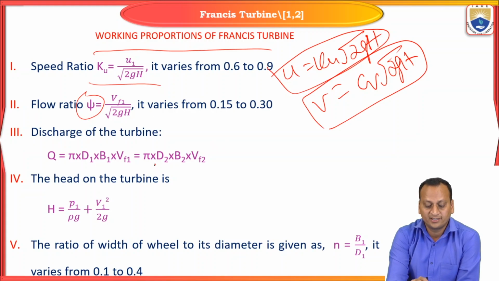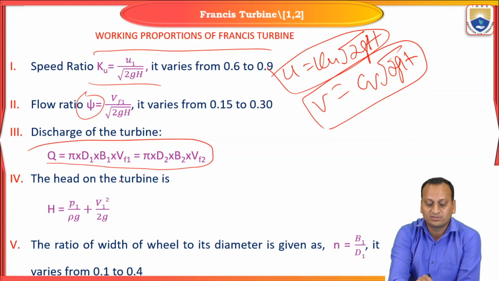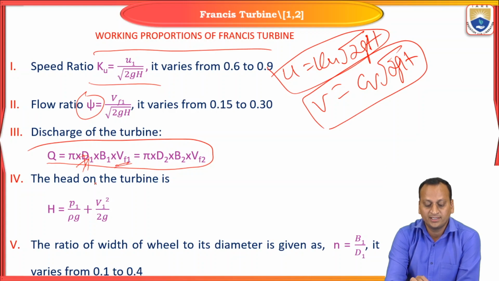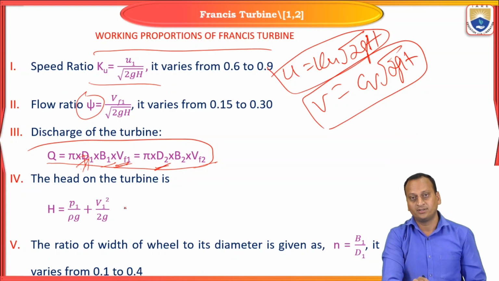The discharge of the turbine can be calculated using Q equals pi D1 B1 Vf1, where D is diameter, D1 is the outer diameter of the runner, B1 is the width of the runner, and Vf1 is the flow velocity. Vf2 is at the outlet, while Vf1, B1, D1 are at the inlet of the runner. D2 becomes the runner diameter at the outlet, and similarly B2 is the width at outlet.